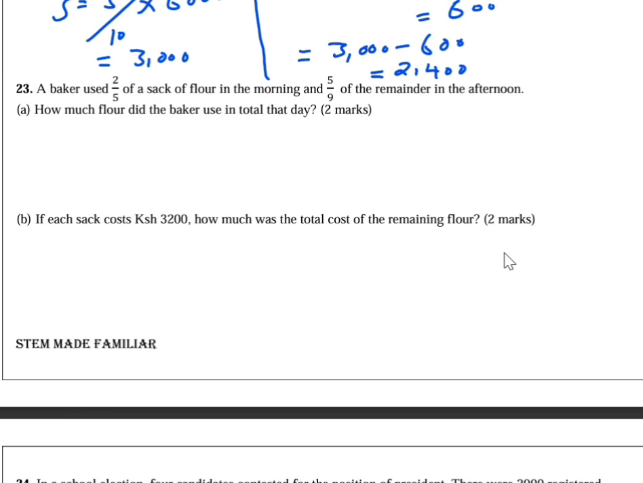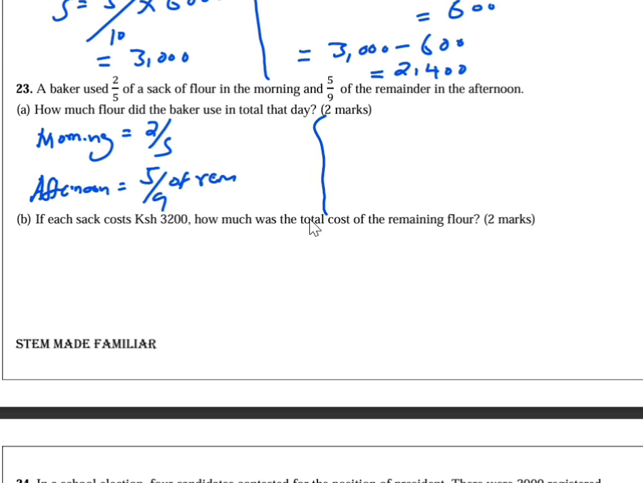Number 23. A baker used 2/5 of a sack of flour in the morning and 5/9 of the remainder in the afternoon. How much flour did the baker use in total that day? Very easy, fractions. It starts with the morning. In the morning, 2/5 of the sack, and then 5/9 in the afternoon. So afternoon, 5/9 of the remainder. Write here of the remainder. Very important. Once you write it like that, you remember you need to get the remainder.